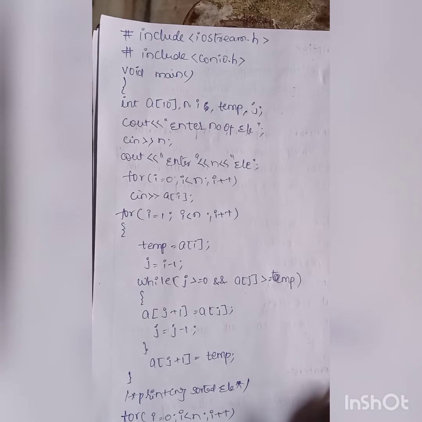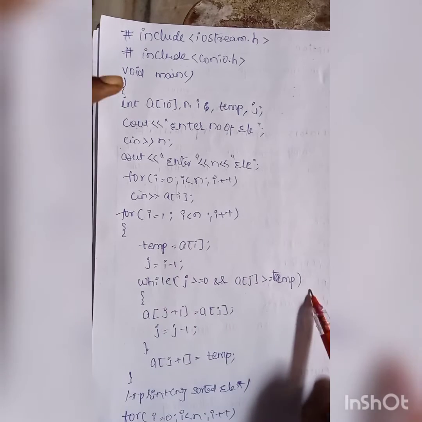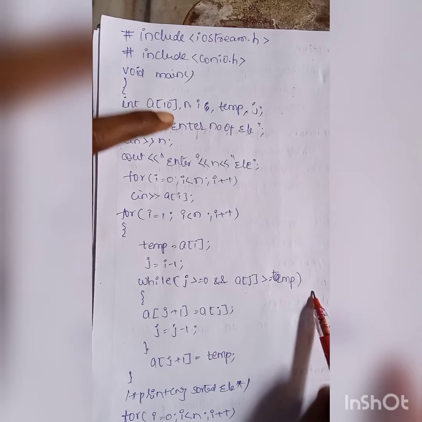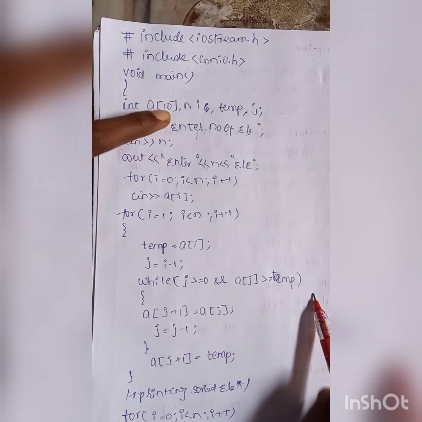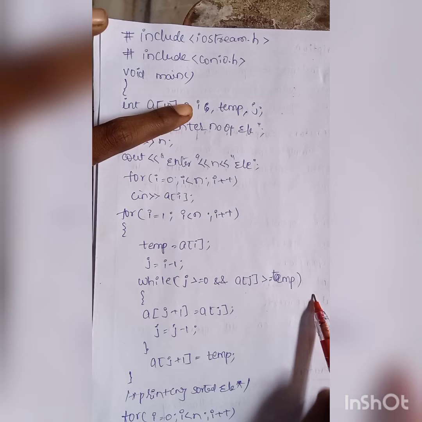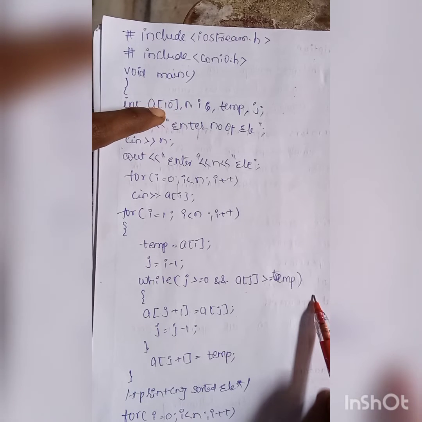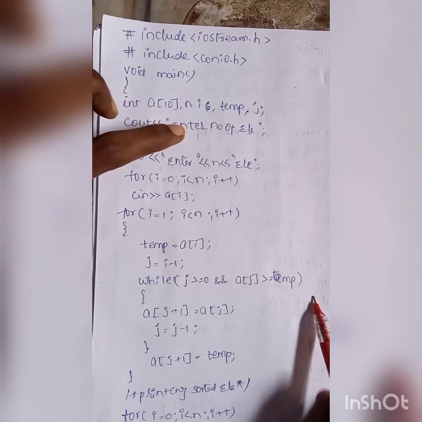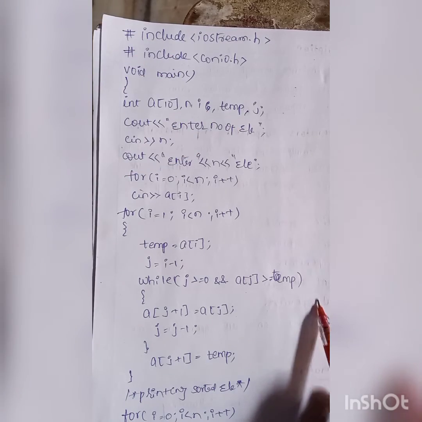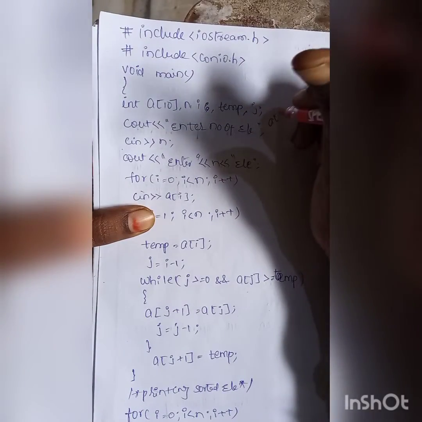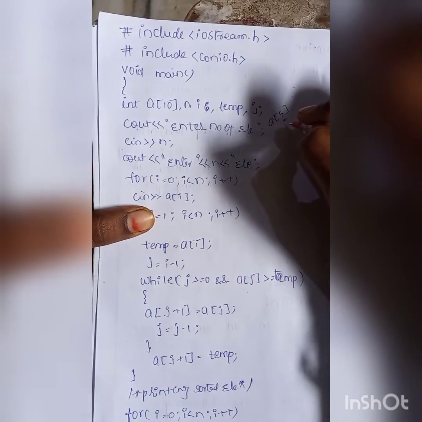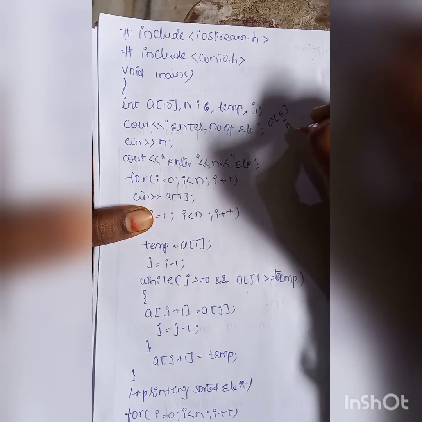Insertion sort program. In this insertion sort program, first I am considering int a of 10. So I am declaring an array with 10 elements, and I am considering variables n, i, temp and j. What is n? Here n indicates that out of 10 elements, how many elements I want to enter. So enter number of elements.